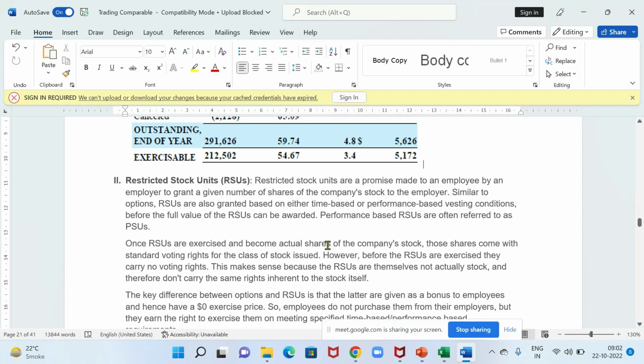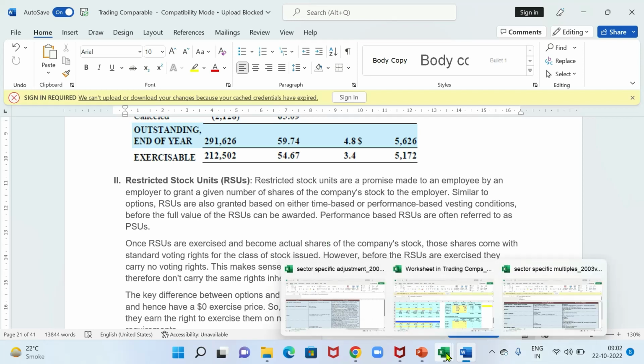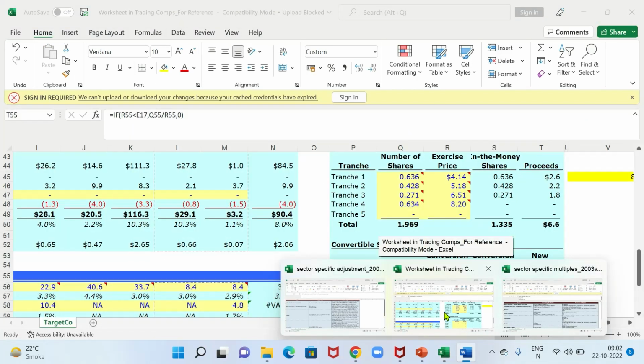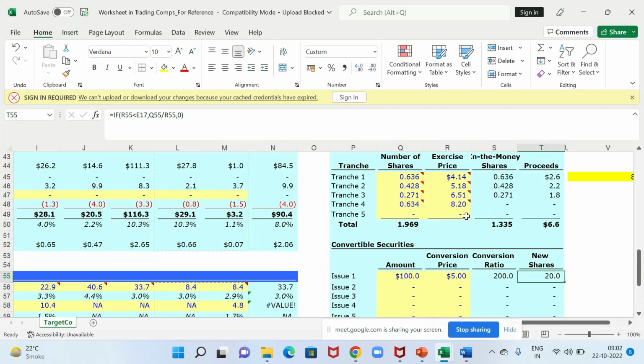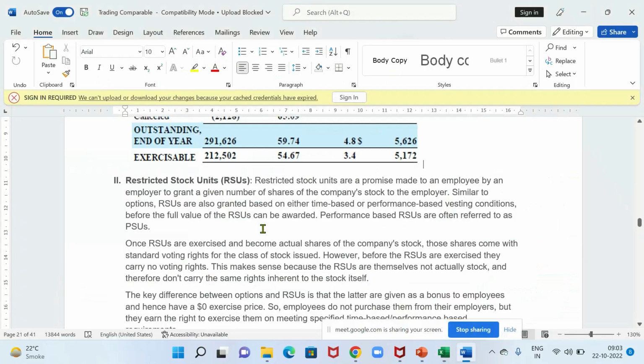So the exercise price or the strike price over here will always be zero. When we enter it in our Excel, we'll always leave the exercise price or strike price cell empty. Here we have included the tranches of options with exercise price. When we are adding restricted stock units, we'll add the number of RSUs over here and leave the exercise price blank. Similarly, for performance stock units, we'll do the same.